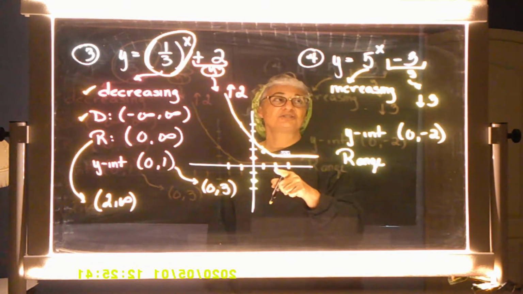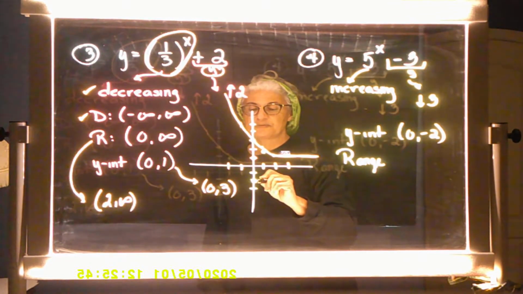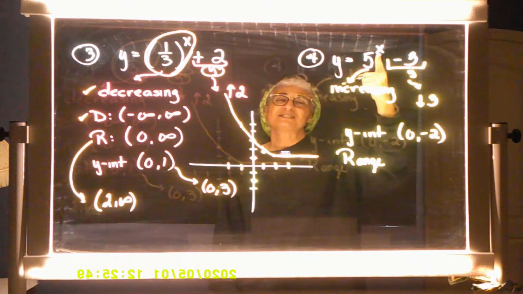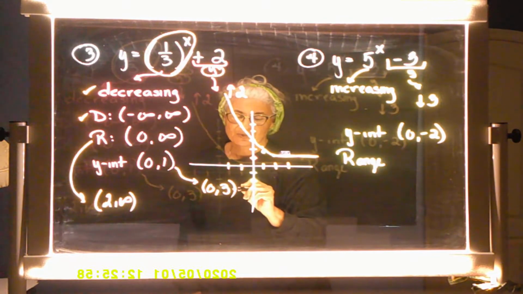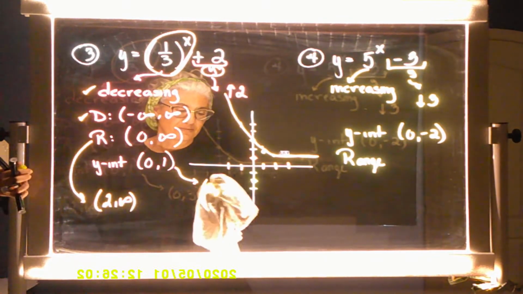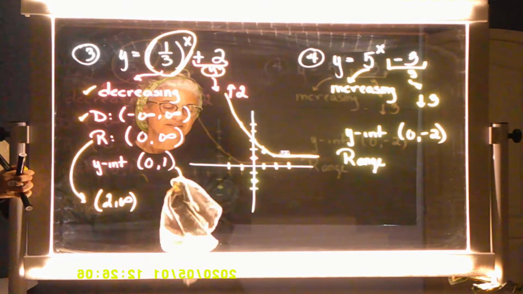If I plug in 2, that's 25. Okay, so this is supposed to be an increasing graph. Let's check out when you plug in -1. 5 to the -1 is 1/5, minus 3. Yeah, that's like -2 and 4/5. So here's the deal. I am going to get rid of this guy because he's in the way of my new graph. Because I want you to see this.